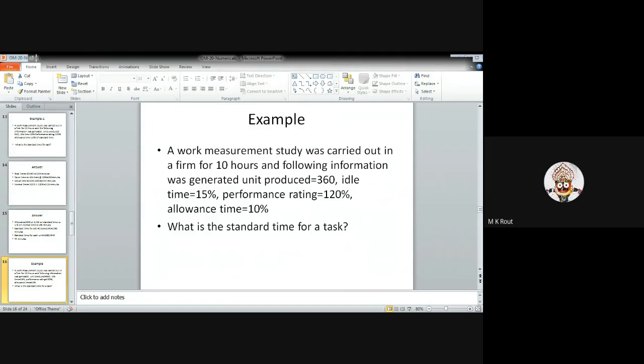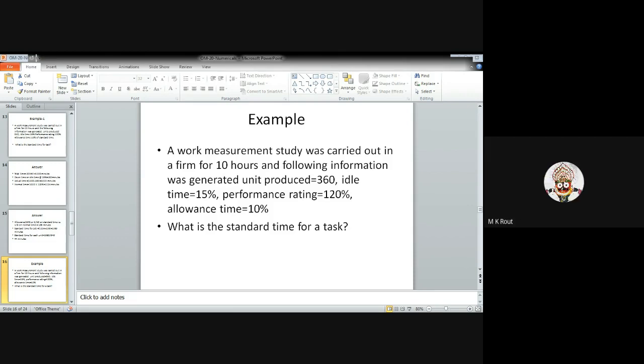Okay. Next, Salini Patra, what is the total time here? So 600 minutes. Okay, fine. Then calculate the percent of idle time at the rate of 15%. Sir, 90 minutes. Okay, fine.